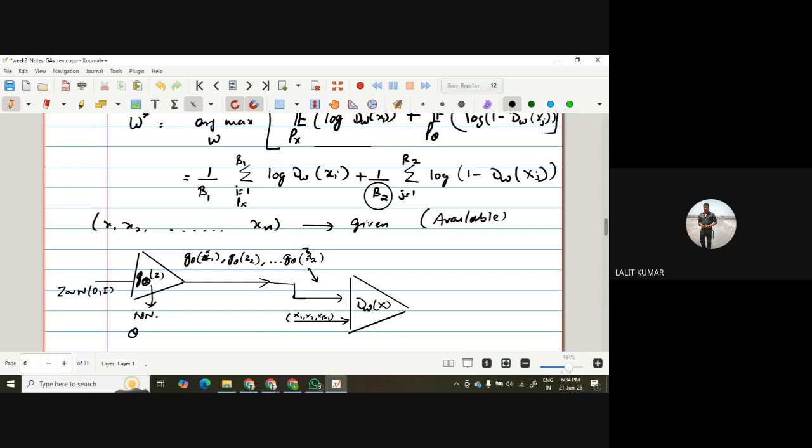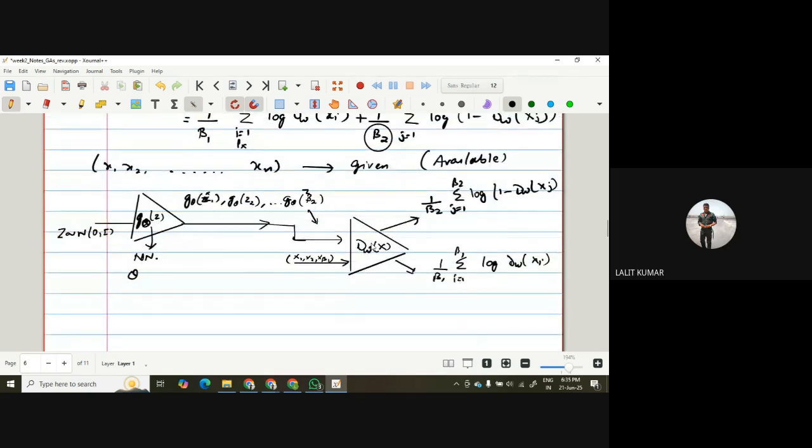From here, now I'll get two things. Number one, for the generated ones, I get 1 by beta 2 summation of log 1 minus dw of xj, j is equal to 1 to beta 2. And here I get 1 by beta 1 summation of log dw of xi, where i is equal to 1 to beta 1. I got two components. So this is my forward propagation.